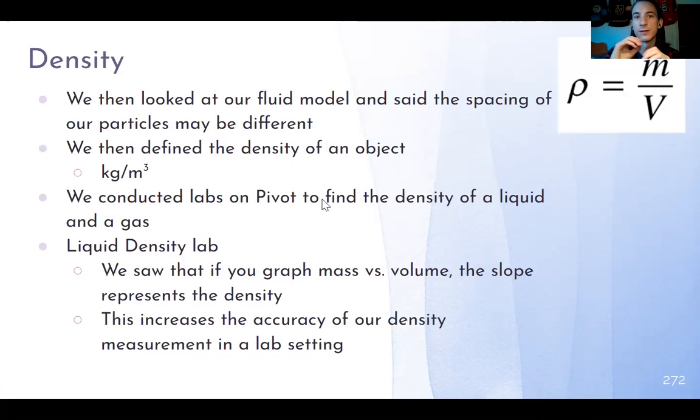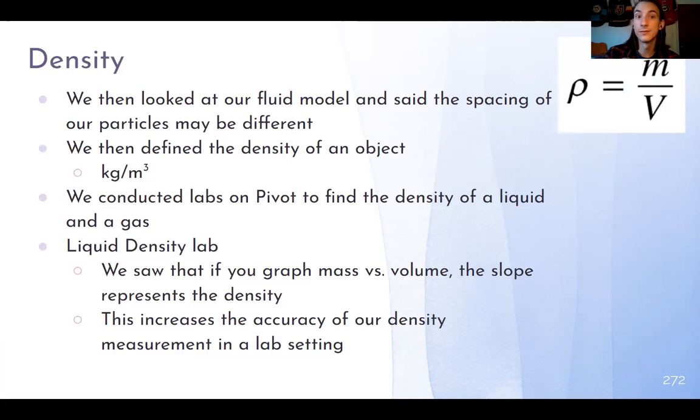We have these particles that are doing their thing. Sometimes they're moving around. Sometimes they're close together. Sometimes they're not. If we change the properties of how these particles are arranged, how many we have in a space, how much mass these particles have, then we said we are affecting the density of this object. So we had that idea, and then we defined this term of density.